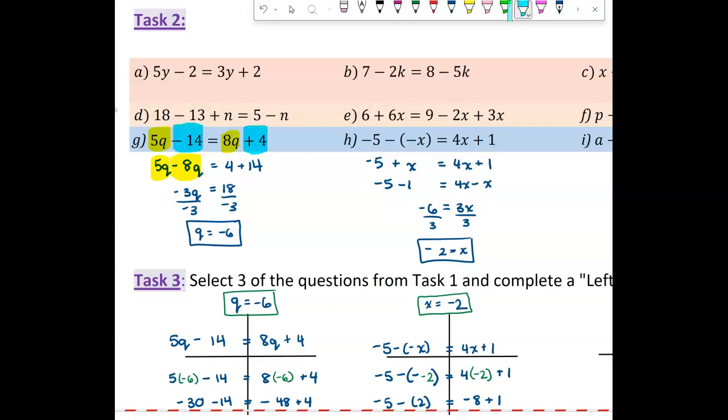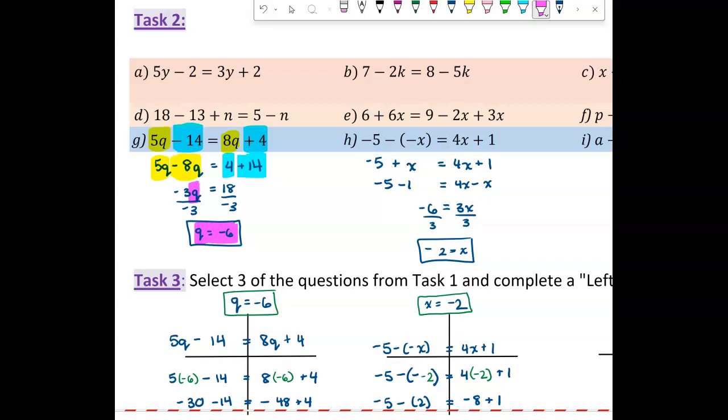I'm going to bring that negative 14 to this side, so it becomes a positive 14. So when I collect my terms, 5q minus 8q becomes negative 3q. 4 plus 14 becomes 18. I need to isolate in the end. I just want the q by itself, so I've got to get rid of the coefficient of negative 3. So I divide this side by negative 3. What I do to one side, I do to the other. So 18 divided by negative 3 produces negative 6 as my q.